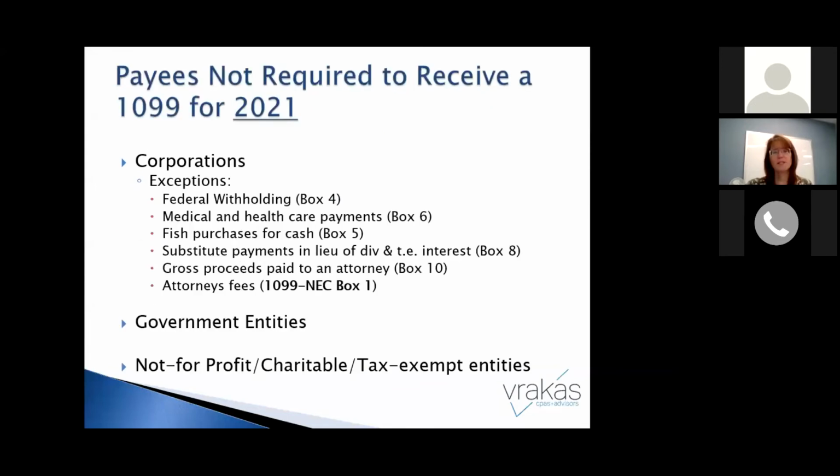Now, recipients that do not receive 1099s are corporations, government entities, and not-for-profit tax-exempt organizations. But as you can see under corporations, there are exceptions to the rules. Obviously, if you have federal withholding for a corporation, you would issue them a 1099 anyway. But then also medical health care payments, you can see the list. Attorneys always get issued a 1099. As long as it's more than $600, you're going to issue one to an attorney, whether it's an NEC or a miscellaneous.